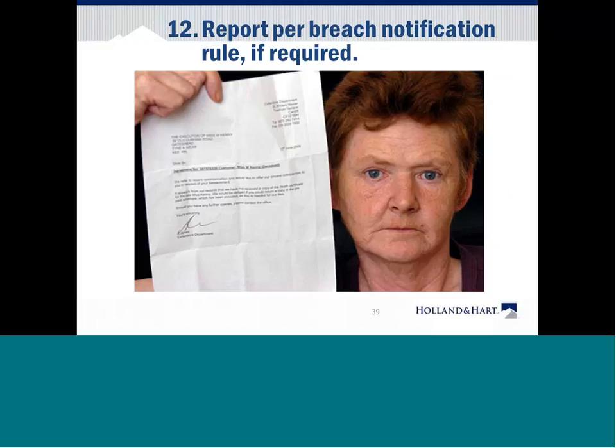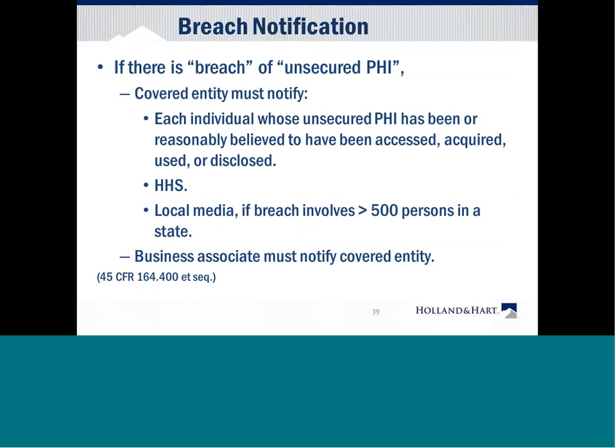Under the breach notification rule, you're required to report a breach in certain circumstances. If there is a breach of unsecured protected health information, a covered entity must notify each individual whose unsecured protected health information has been or is reasonably believed to have been accessed, acquired, used, or disclosed. In addition, anytime you notify the individual, you also have to notify HHS. The only difference is the timing. And if the breach involves more than 500 persons in the state, you've got to also notify local media. Those are the obligations of the covered entity.